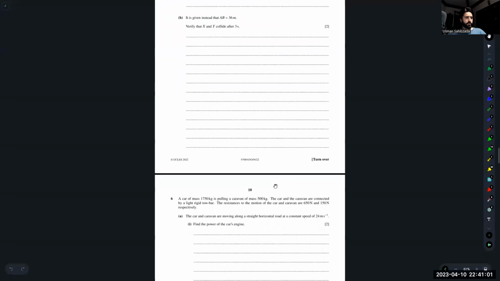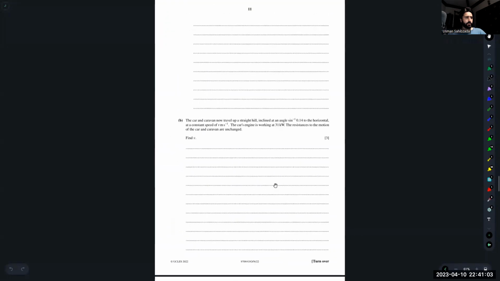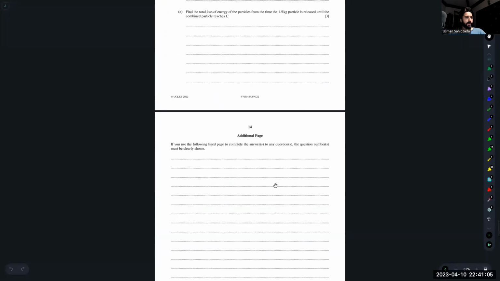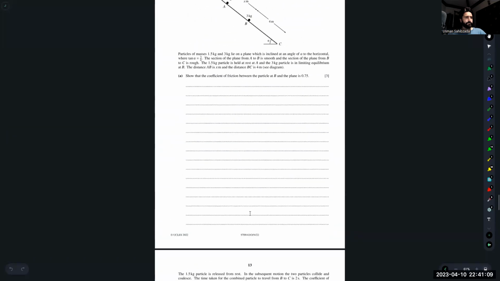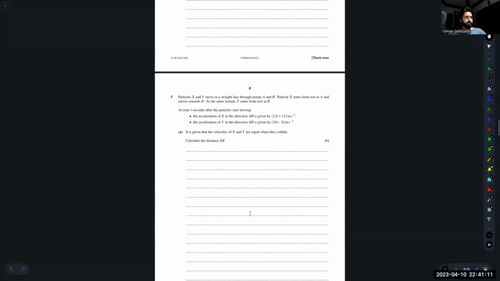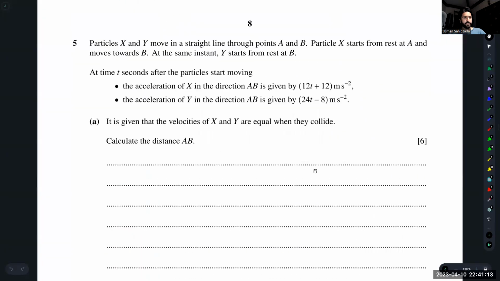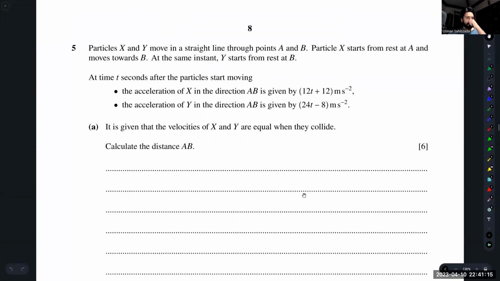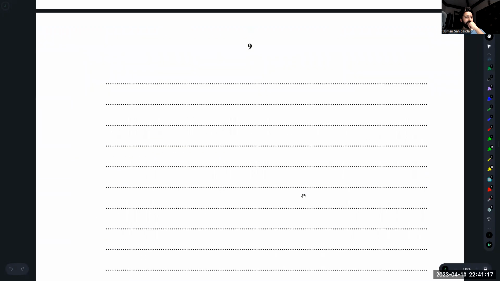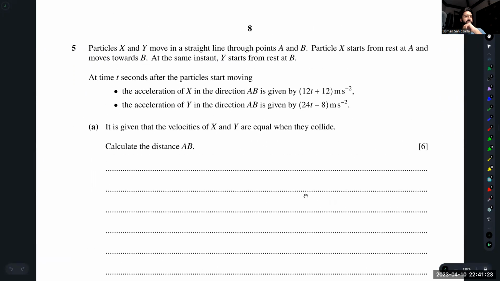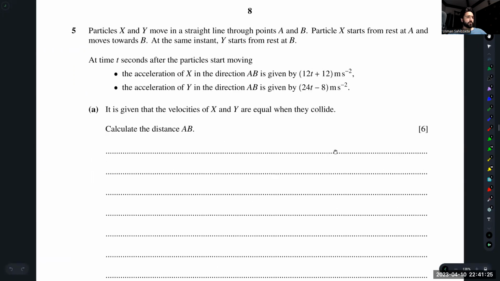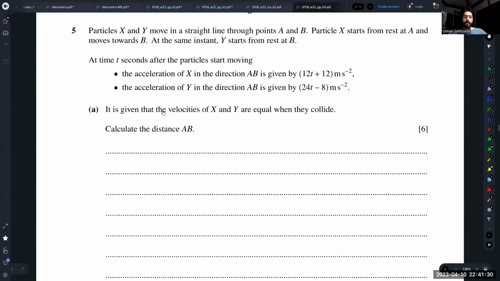Okay, so this question is a hybrid question and it involves momentum and variable acceleration. It's question number 5. First part is 6 marks. The second part is 2 marks. Maybe it's momentum, maybe it's not. Collide है doesn't mean के हर collision में momentum हो.